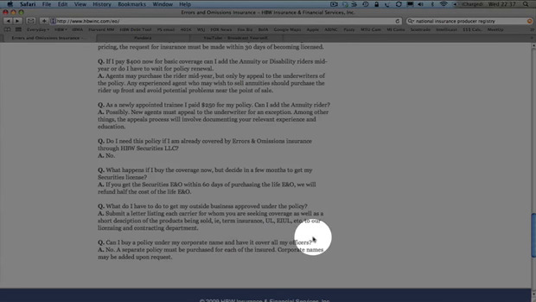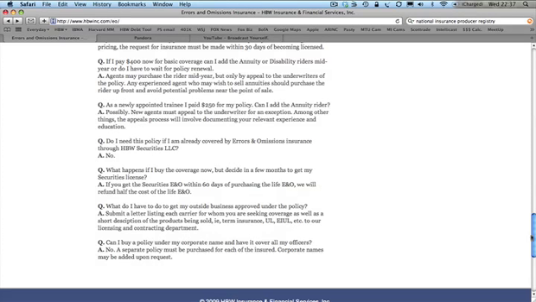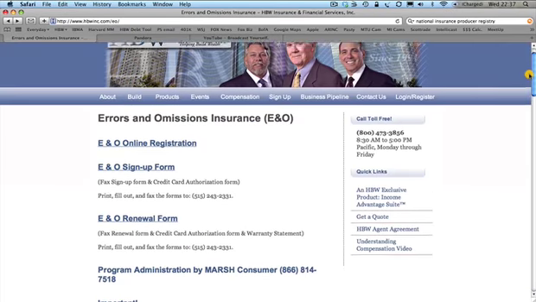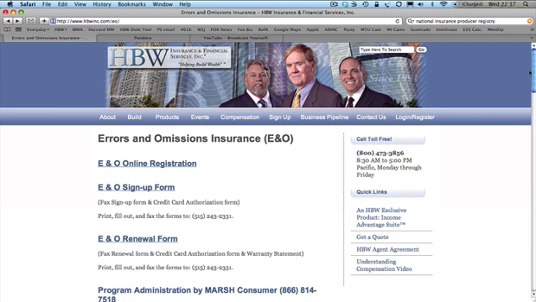Finally, can I buy a policy under my corporate name? Short answer is no. So that is E&O, Errors and Omissions Insurance. As a professional, you must carry it. This is not an HBW initiated deal. This is the industry and the insurance companies saying, anybody that's selling our products, you better carry this malpractice insurance or else we're not going to let you sell our products.